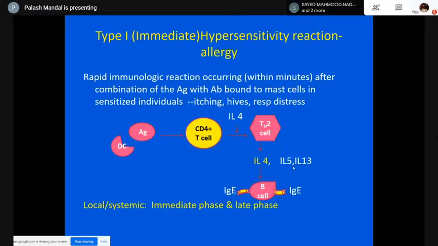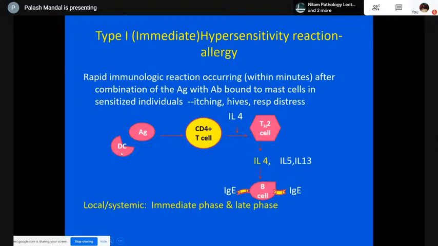And what it does then, this interleukin 4 also stimulates the B cell to transform into a plasma cell, and it will produce the specific type of immunoglobulin, that is IgE. Okay, so you see the whole reaction is like this.